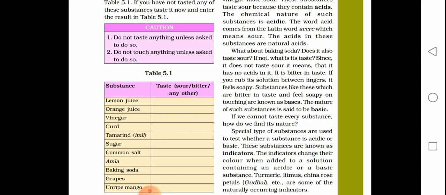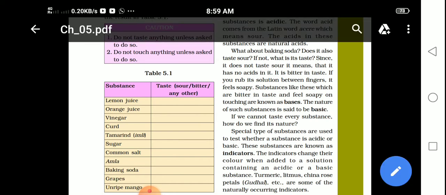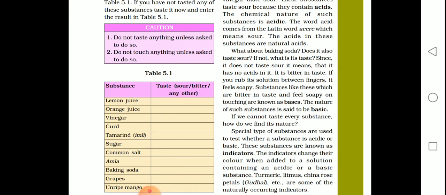You have seen baking soda that is used in the kitchen. Does it taste sour? If you taste it, what does it taste like? Is it sour? No, it does not taste sour. It means that it has no acid in it. Any substance which tastes sour, we can say it is an acid. So those substances which do not taste sour are not acids.